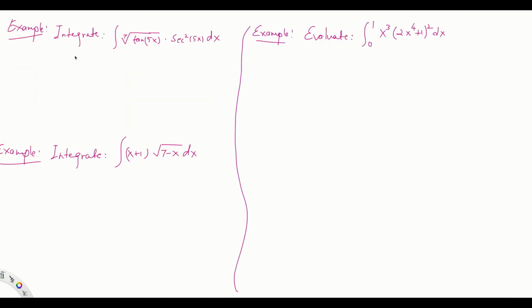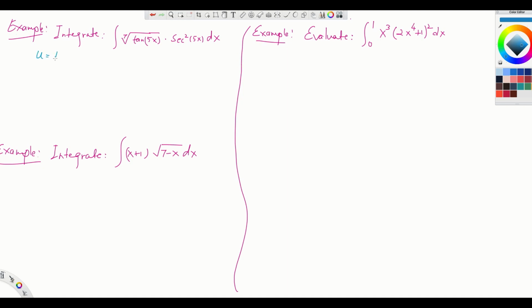So let us do some more examples on integration by substitution. Okay, so can you guess what should be substituted as u? Is that secant or the tangent? I would say tangent. Why is that? Because the tangent is inside the root. You see that? So let's say u equals tangent 5x, right?